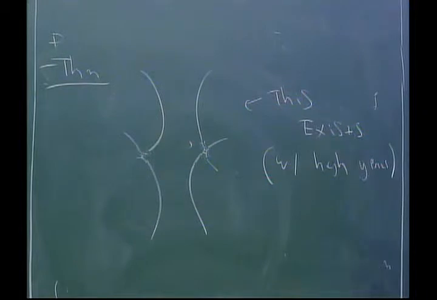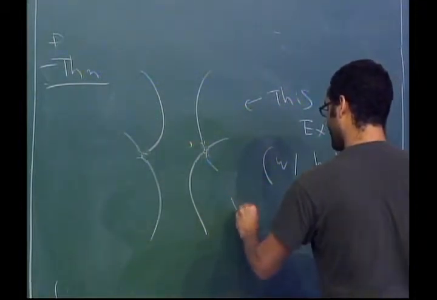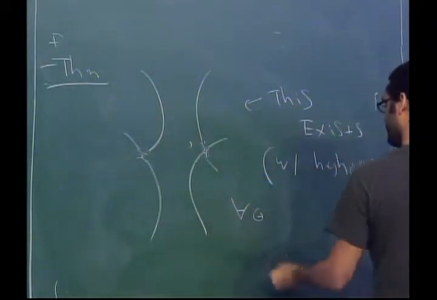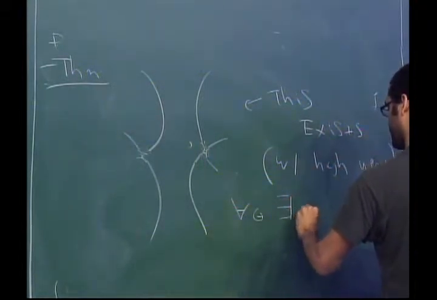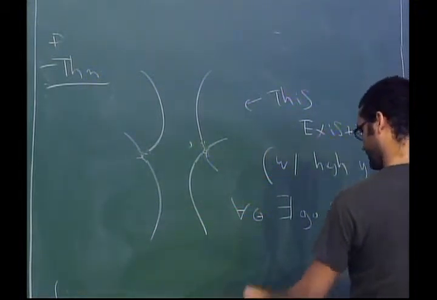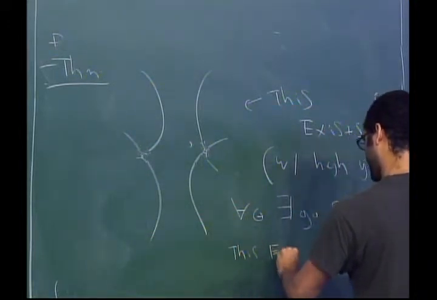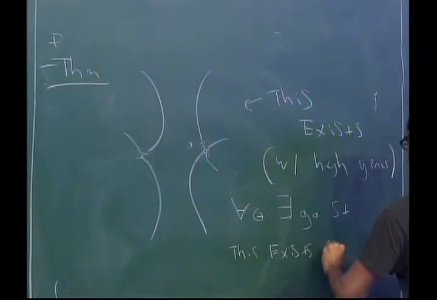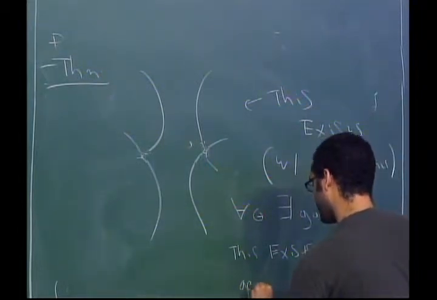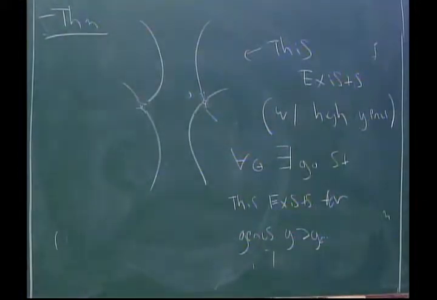Right. So what this means, let me say a little bit more quantitatively, is that for all theta, there exists a G naught such that this surface exists for genus G greater than G naught. So the point here is that G naught depends on theta, right? So if you want to allow theta to go to zero, then you have to do a little more work.